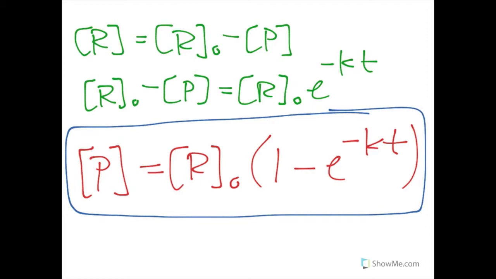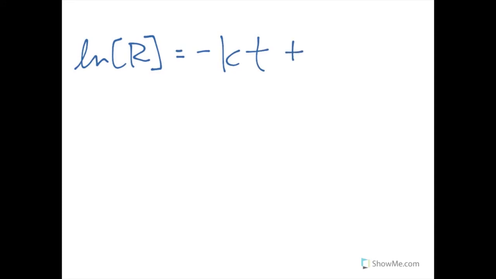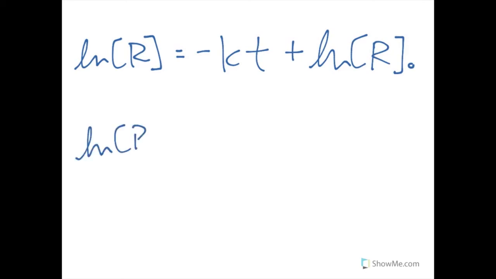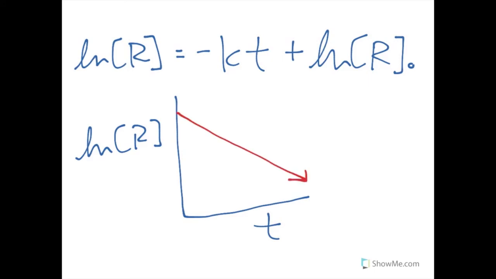We can just go back to the natural log we started with, and we get natural log of R equals minus kt plus natural log of R naught. So, if you plot natural log of R versus t, we should see a line with a slope of minus k and a y-intercept of natural log of R naught.